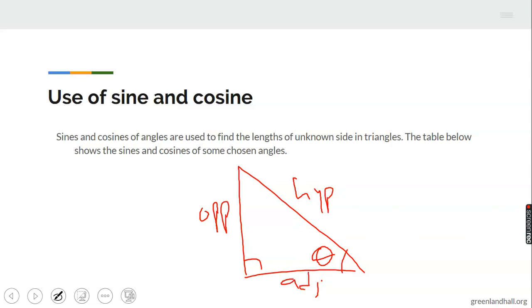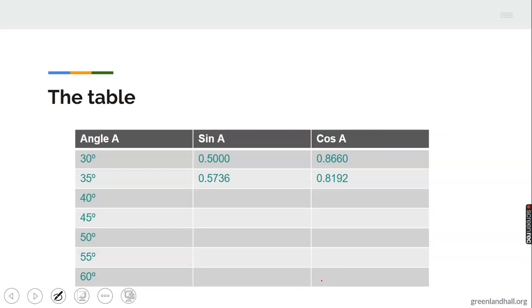Now, the opposite side is a length. Then the hypotenuse is a length. Adjacent is also a length. So cosine and sine help us to find the length of any unknown side in what? In any triangle, maybe acute or right angle triangle. Now, I used a calculator to find the sine of all these angles. So complete the table for me.